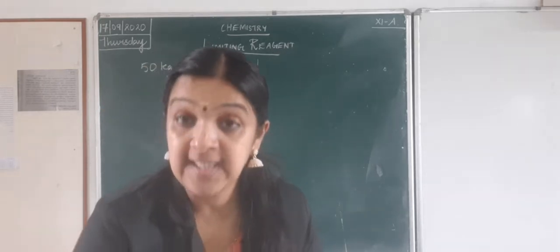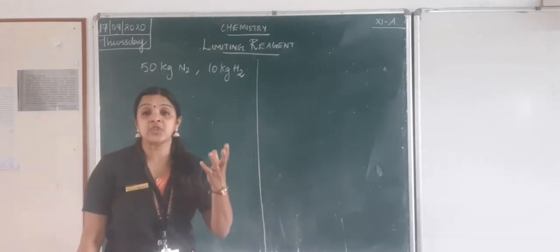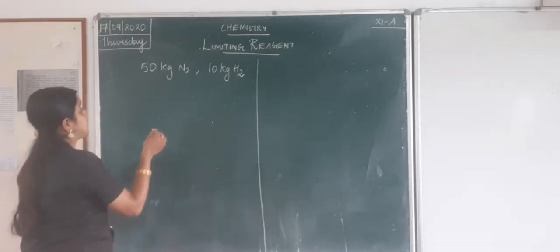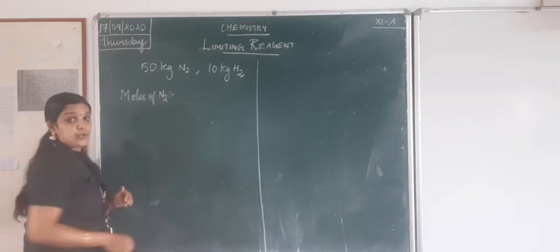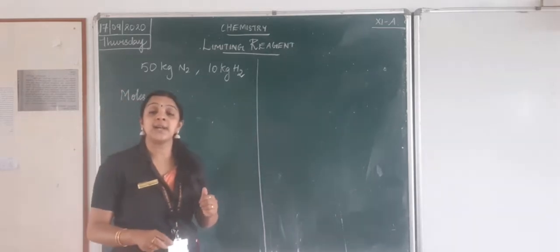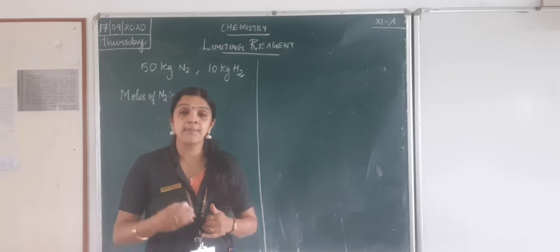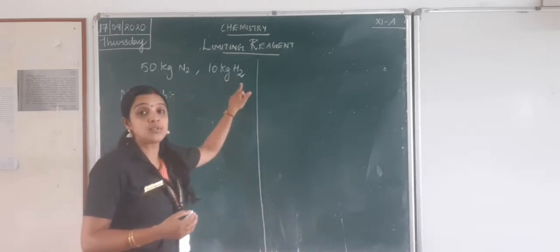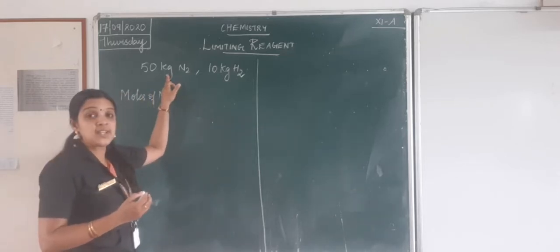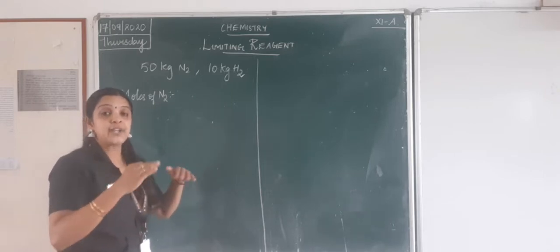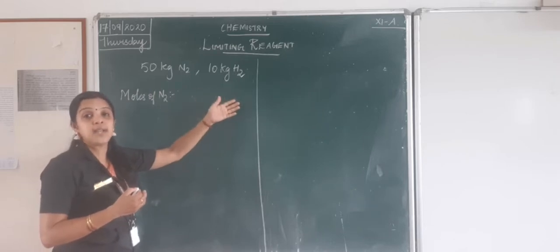So first it is given in kilograms. First I need to find out the number of moles of nitrogen and hydrogen, right? What is the formula for calculating the number of moles? We know number of moles is equal to mass in grams by gram molecular mass, because these two are molecules, these are not atoms. The given mass is actually given in kilograms. So what should I do? I should convert that into grams. How will I convert kilogram into grams? I will multiply by 1000.